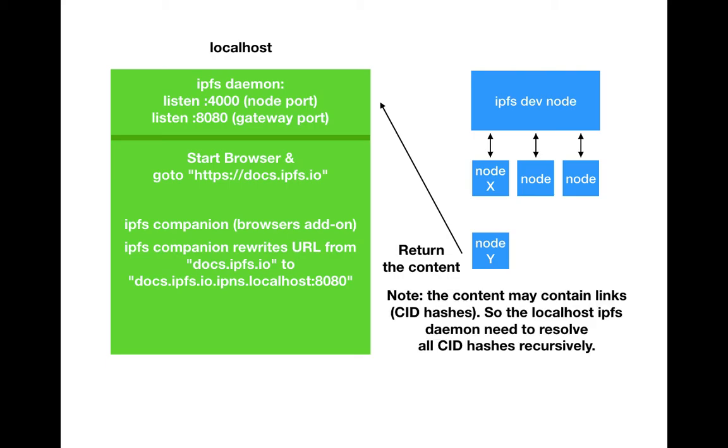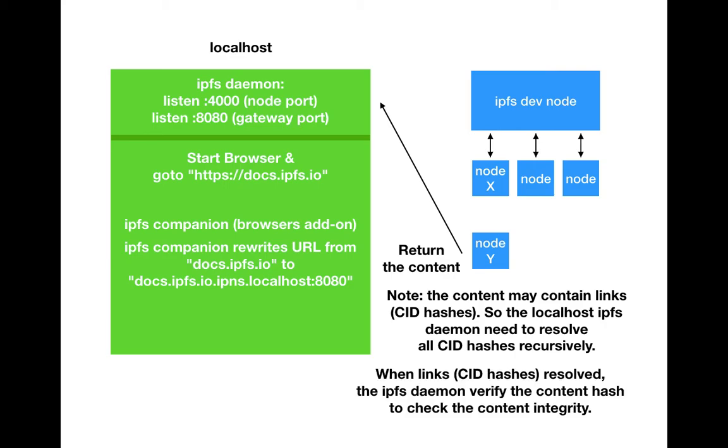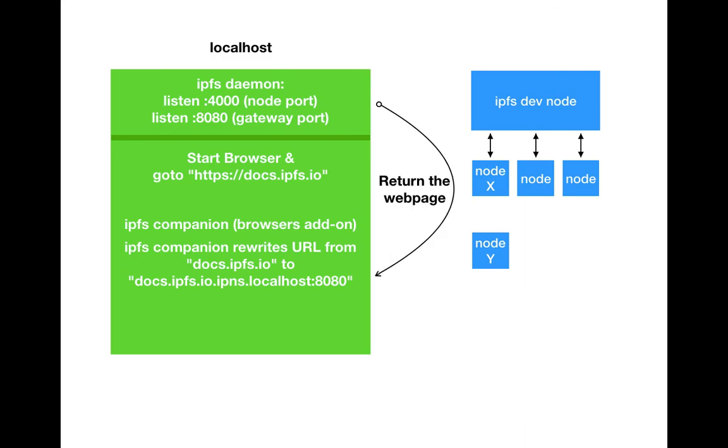The content may be anything. It may contain a plain text file or a list of hashes that construct a video file. So the IPFS daemon must resolve the links recursively. And when all links are resolved, the IPFS daemon combines all content to its original format and checks its integrity. And finally, the IPFS daemon sends the content back to the browser.